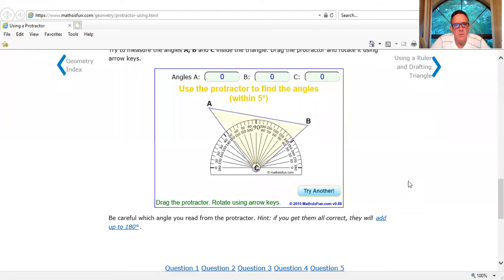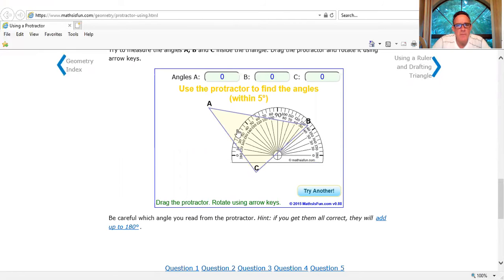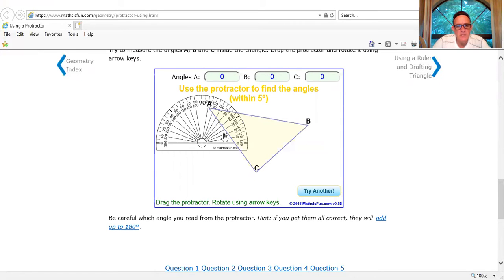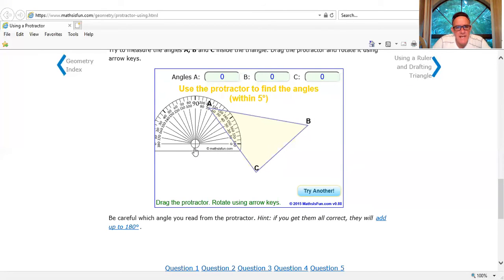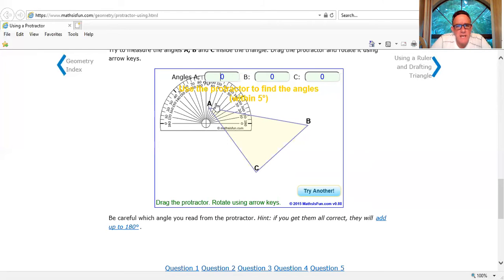Now, with that being said, what I want you guys to try yourself is this awesome tool right here. It allows you to move the protractor. This is what I love about this site. Okay, so let's measure angle A. You can see right here there is an X, or just a circle split in fourths, and I want to put the center of that circle on the vertex A.